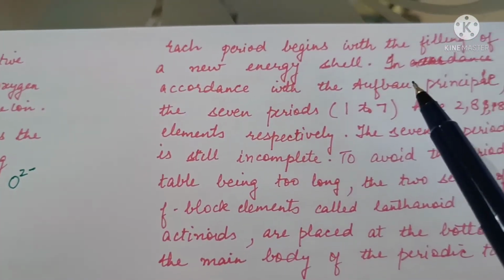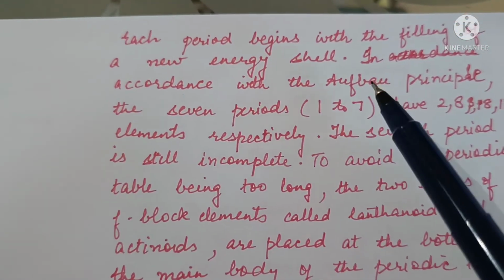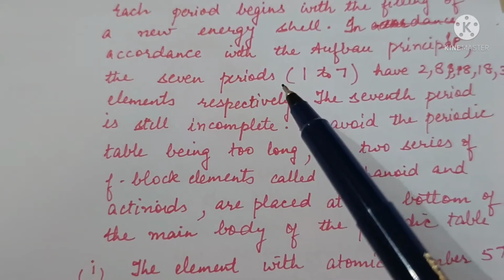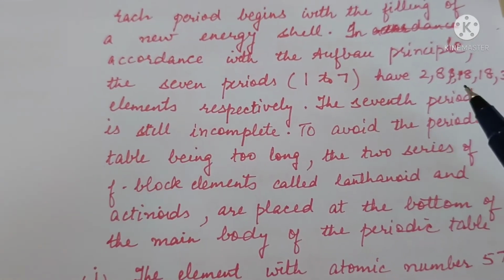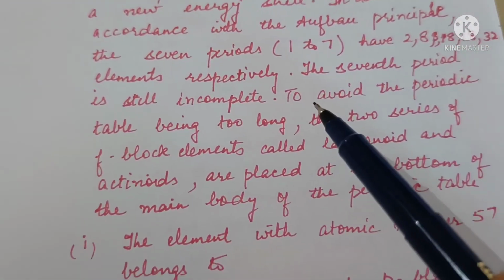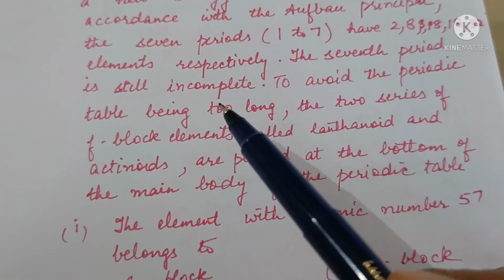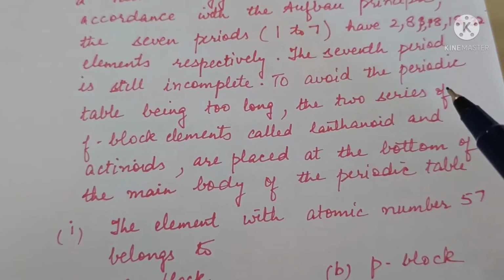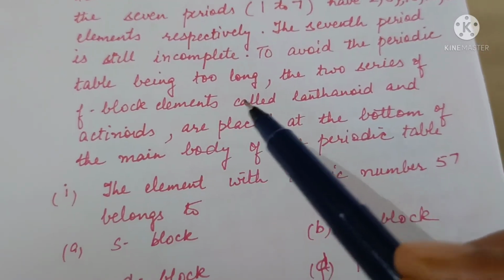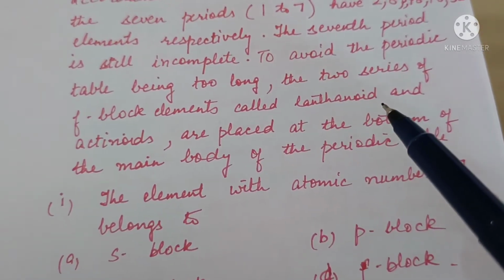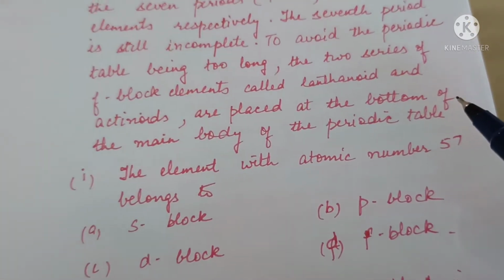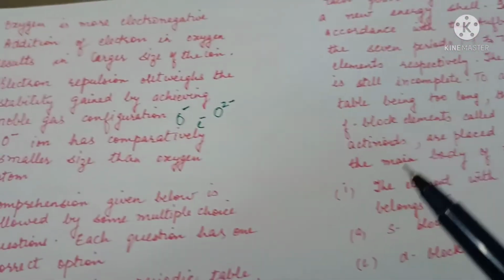Each period begins with the filling of a new energy shell. In accordance with Aufbau principle, the 7 periods have 2, 8, 8, 18, 18, 32 elements respectively. The 7th period is still incomplete. To avoid the periodic table being too long, the 2 series of f elements called lanthanoids and actinoids are placed at the bottom of the main body of periodic table.